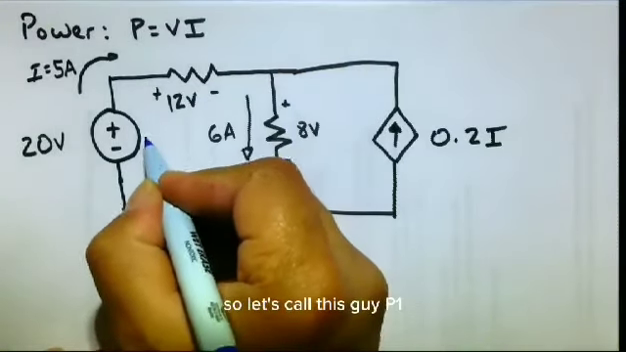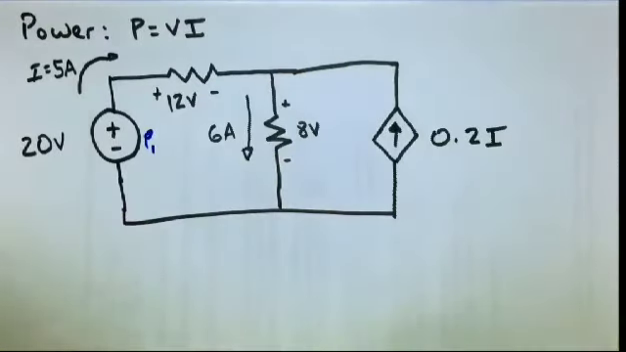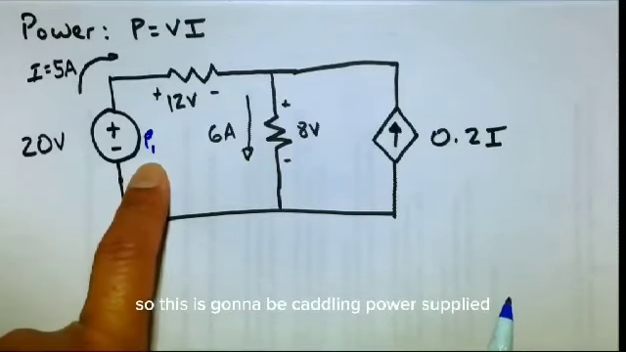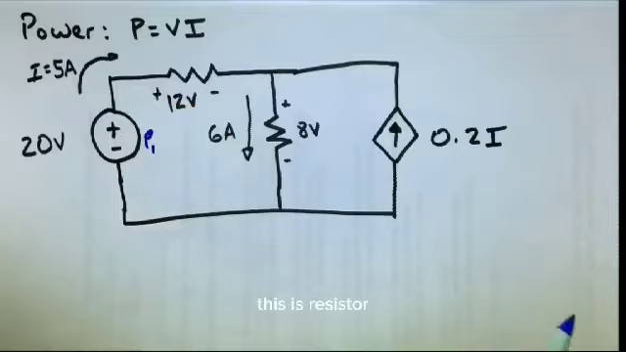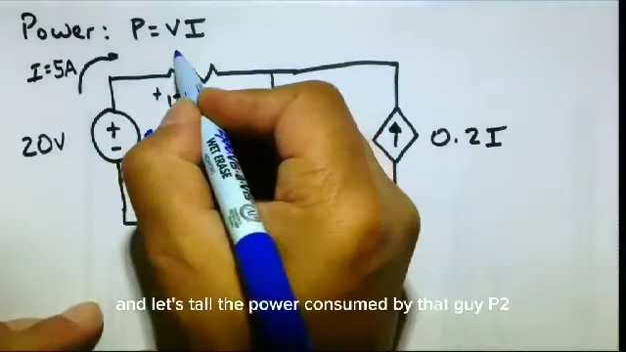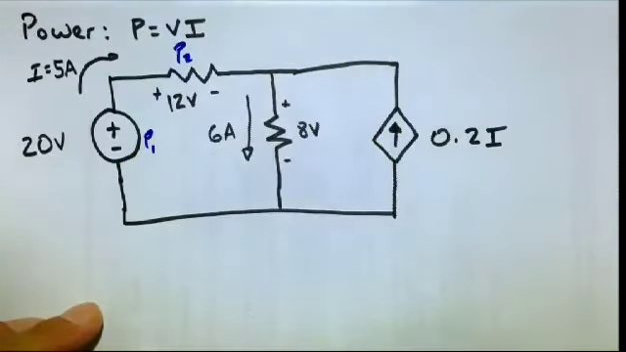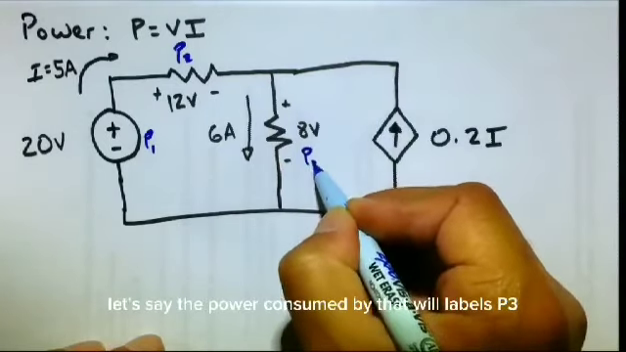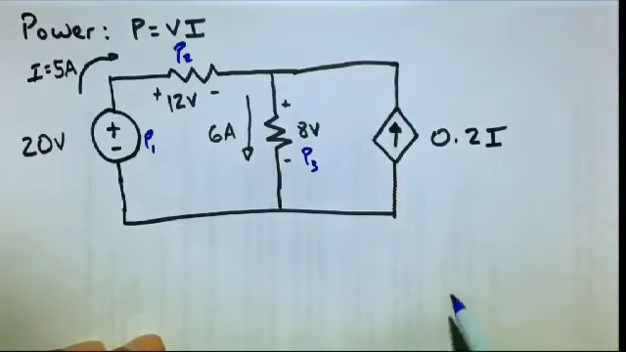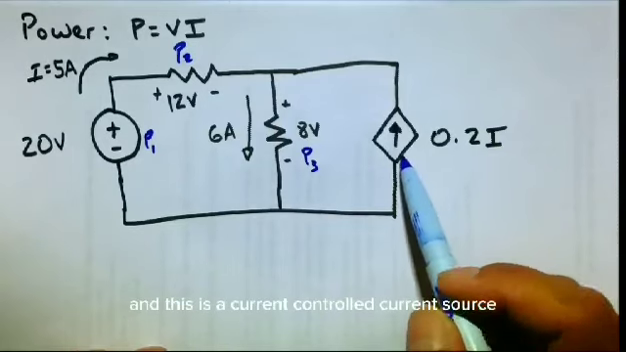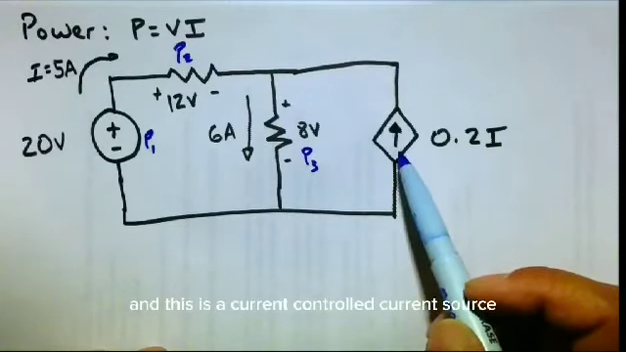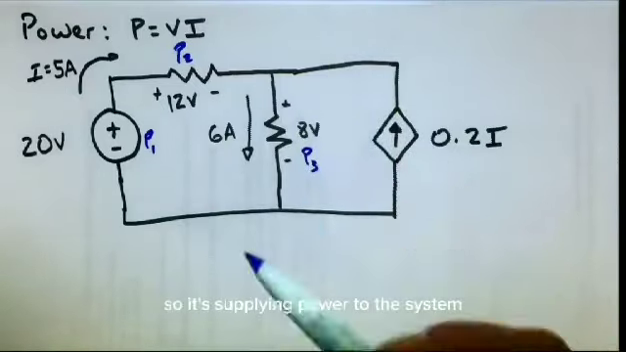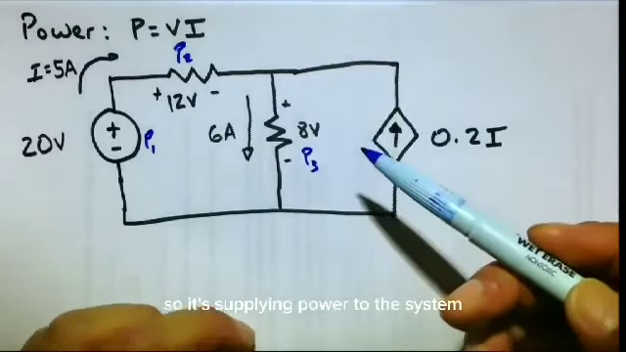So let's call this guy P1. It's a power source, right? So this is going to be calculating power supplied. This is a resistor, and let's call the power consumed by that guy P2. Here's another resistor. Let's say the power consumed by that we'll label as P3. And this is a current-controlled current source. So the idea here is that it's a source of current, so it's supplying power to the system.